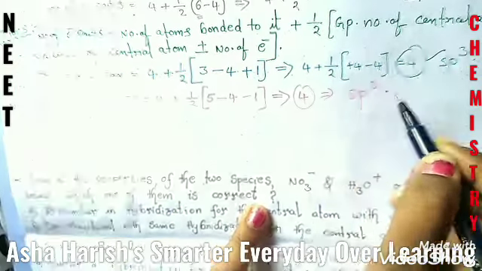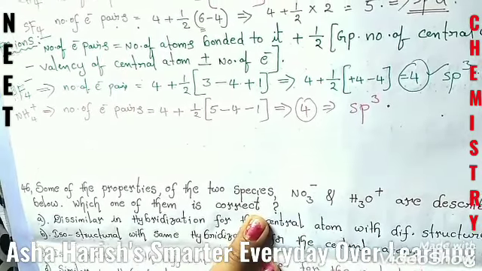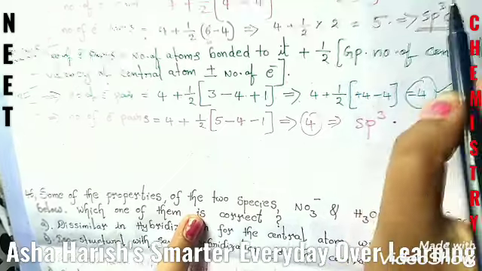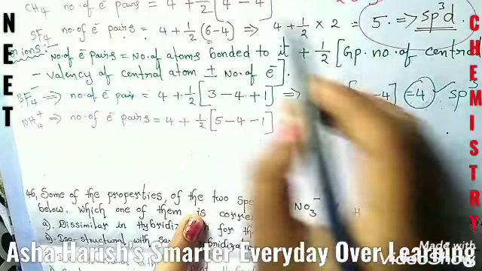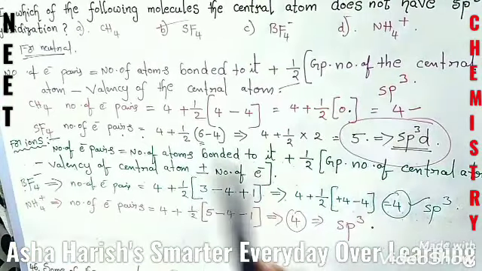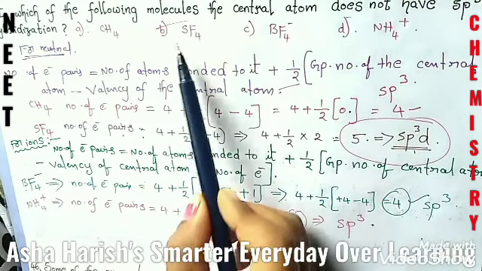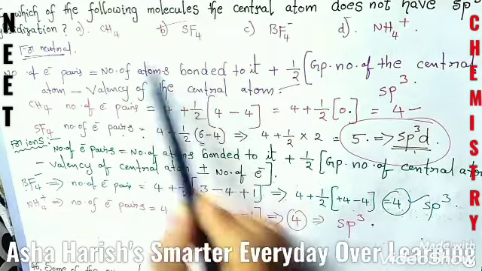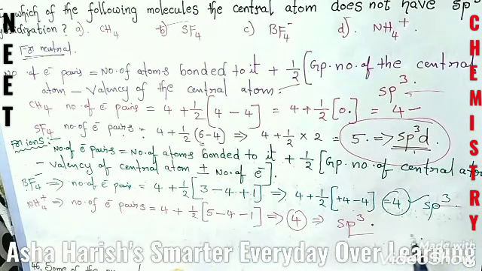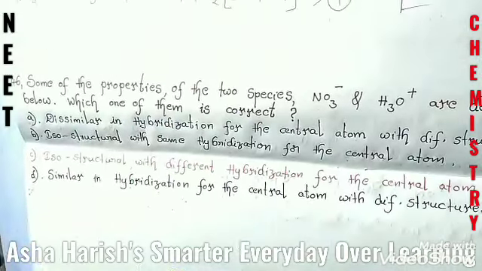Okay students, now let's see the question. Which one does not have sp3 hybridization? It is option B, SF4, where we have sp3d hybridization, so this is the correct answer. For all of the others, we got sp2 and sp3 hybridization. Okay students, let's go for the next one.